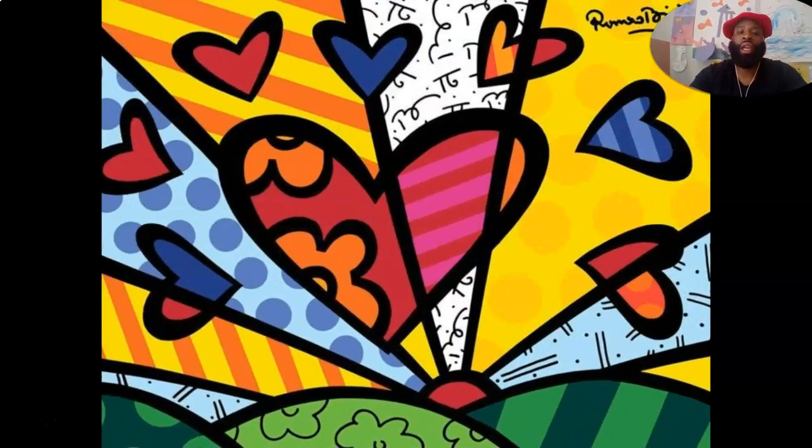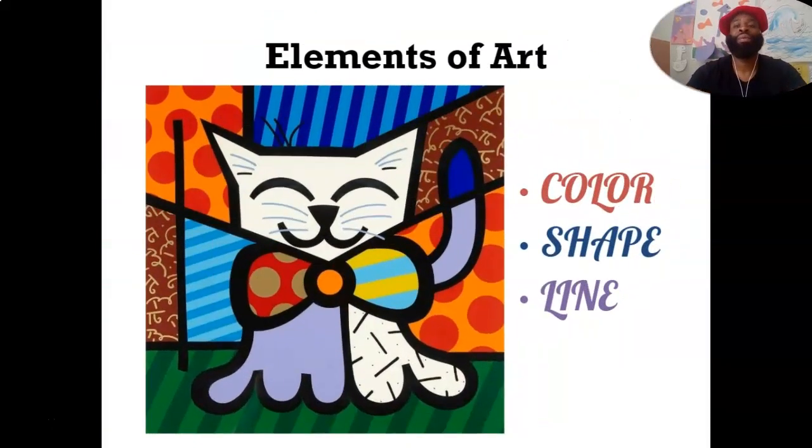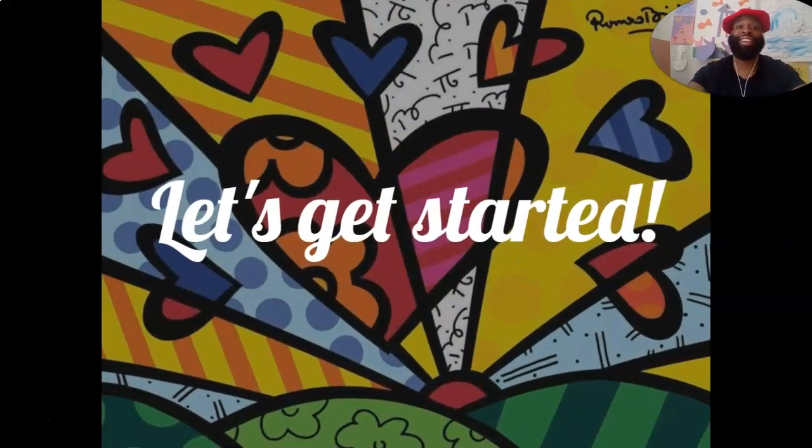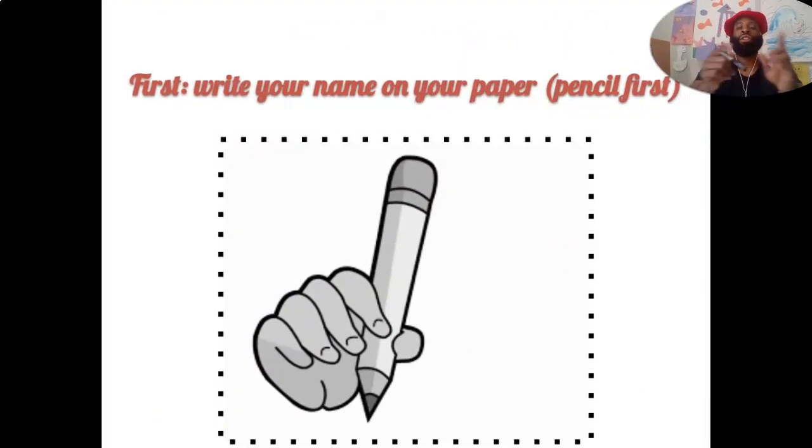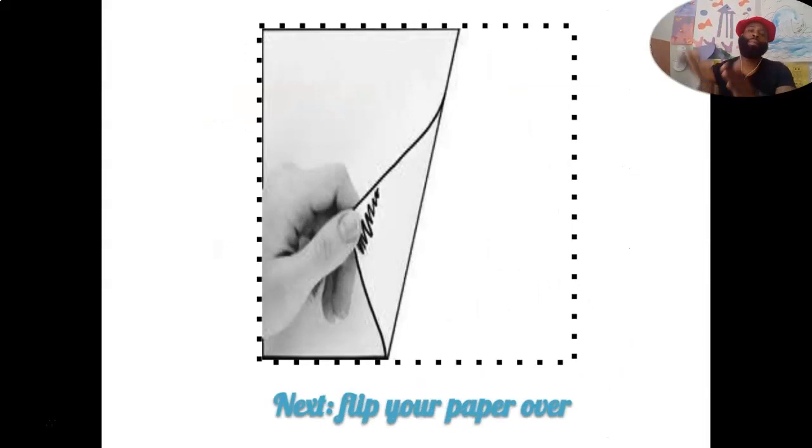So, what we are going to do today, boys and girls, is focus on our landscape using a Romero Britto style. So, we're going to walk through the steps, and at the end of this lesson, you will have an amazing drawing of a landscape based on Romero Britto style, of course. So, we are going to focus on color, shape, lines, and patterns. Let's get started. First things first, boys and girls, what we are going to do is write our name on our papers. Pencil, of course. Next, flip your paper over.